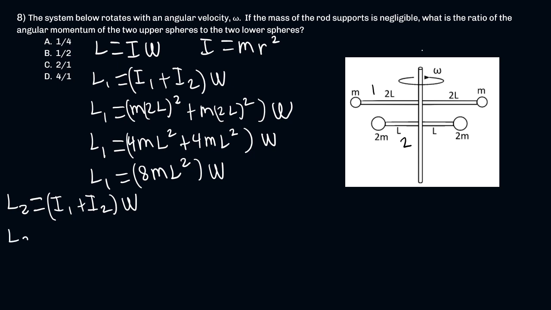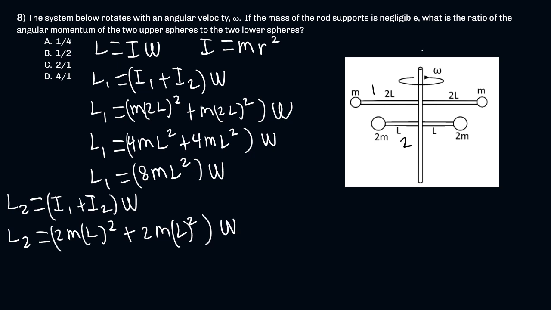So we have here that L2 is going to be equal to our moments of inertia again. We are going to plug these in. I have now the mass, which is 2m. Again, these are the moments of inertia for a point particle, because these objects are not rotating themselves, they're rotating on these rods. So the sphere is not rotating essentially. So that is 2m times L squared plus again 2m L squared. This is all multiplied by omega.